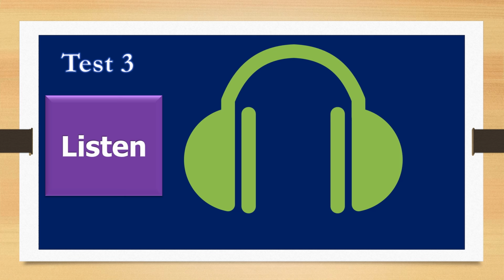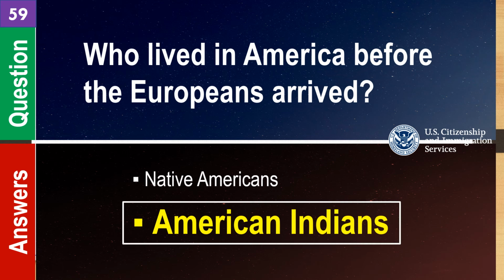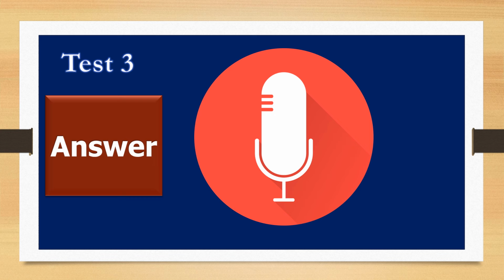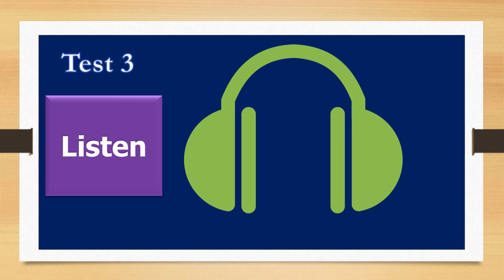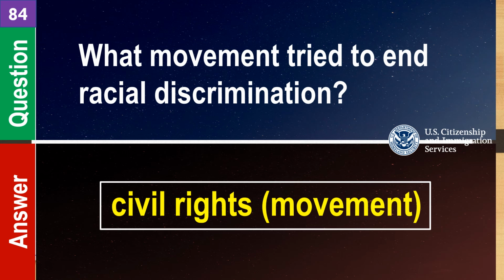Who lived in America before the Europeans arrived? American Indians. Why does the flag have 50 stars? Because there are 50 states. What movement tried to end racial discrimination? Civil rights movement.